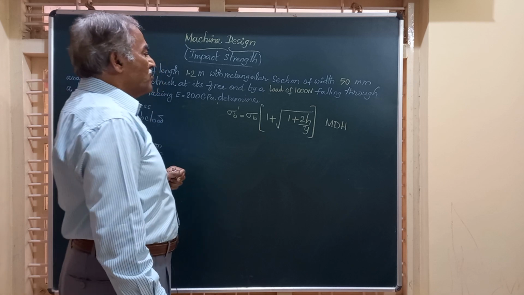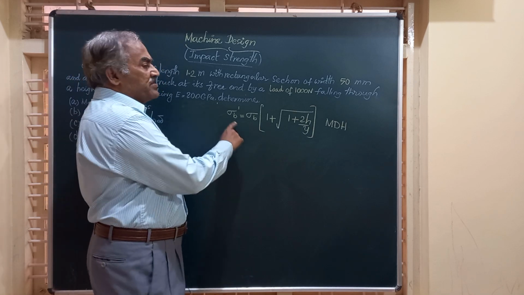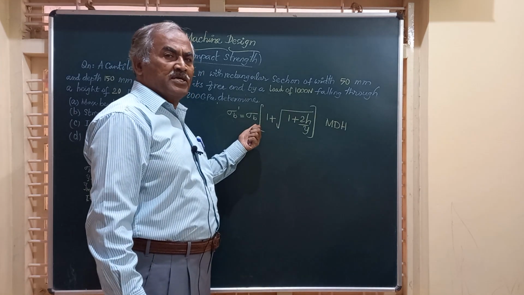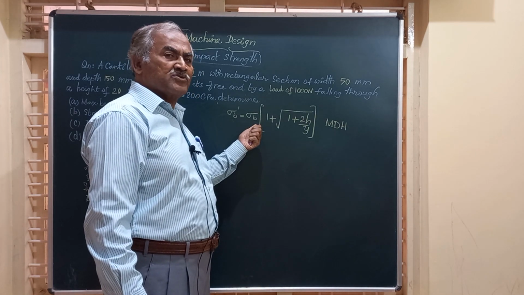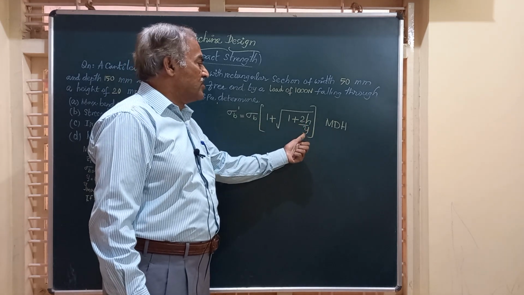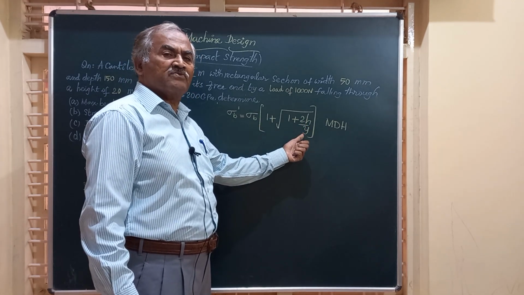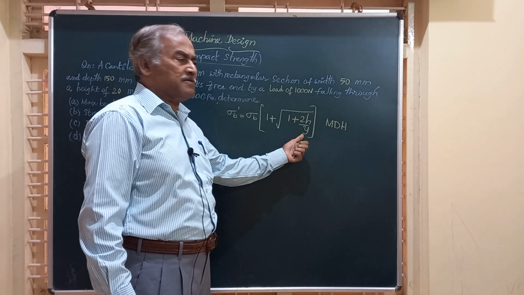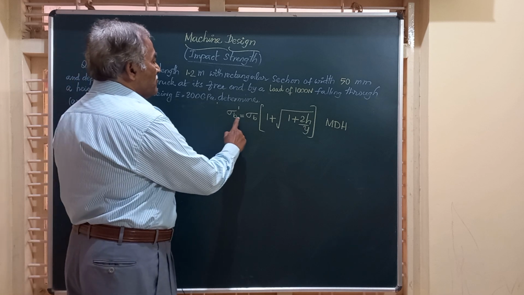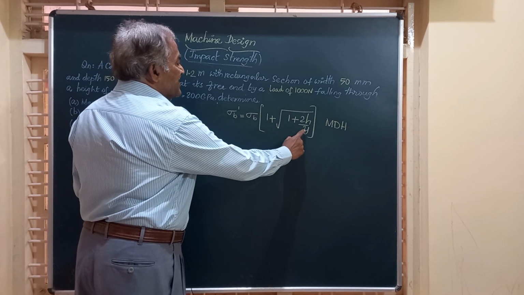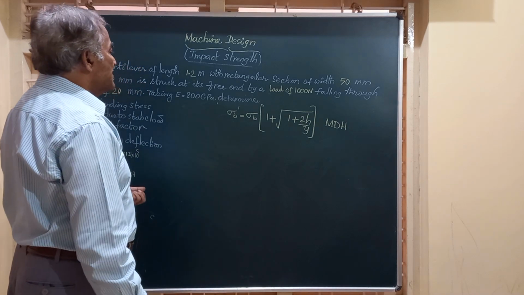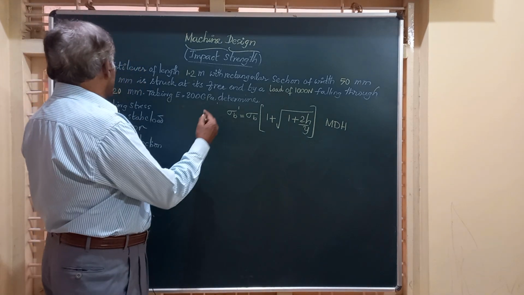Friends, let us find out what are these. Friends, we have sigma B dash is the maximum bending stress. Sigma B is the bending stress due to static load. Then h is the height of drop. Y is the deflection due to the static load. So friends, here we have to find out 1, 2 and 3 because the value of h is given to us. So friends, let us calculate these values one by one.